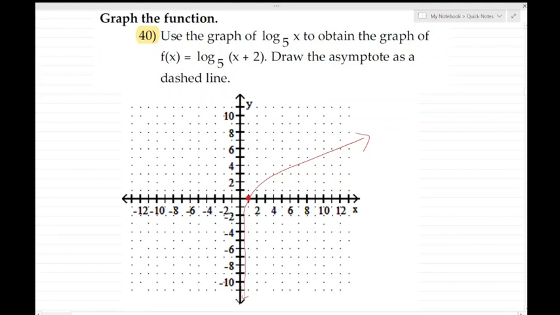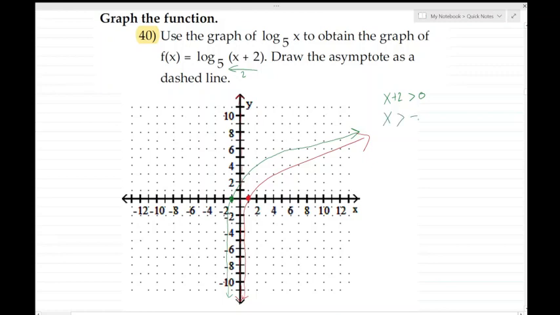So if we look at the given function, this has a shift to the left of 2 units. So it goes through here. Okay, so if we graph it, it looks something like this. And one way to find the asymptote is to get the argument, set it greater than 0, and solve for x.